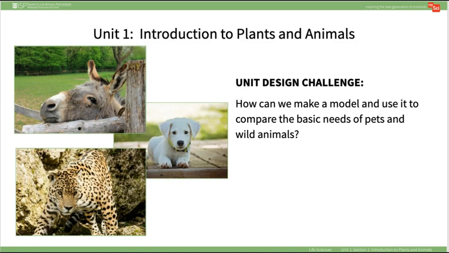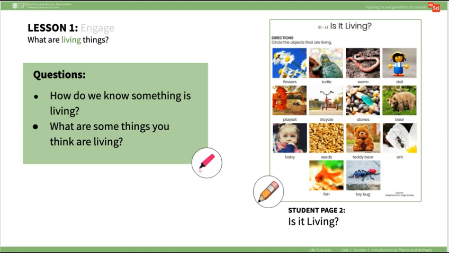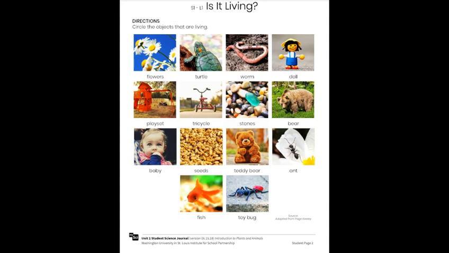In the engage portion of the lesson, teachers will ask students how we know if something is living and ask them to name some living things. In their journal, students will circle objects that are living. Teachers, be sure to save these for students to revisit later in the lesson.